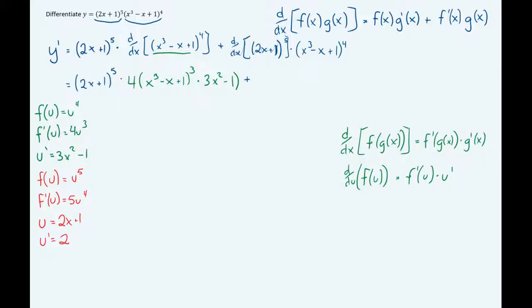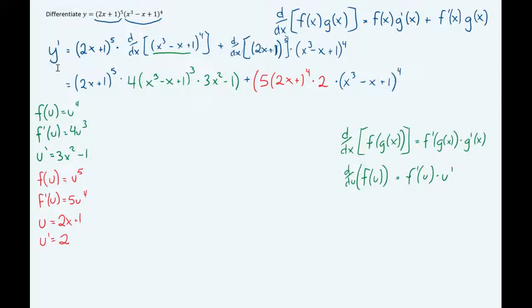So the derivative of (2x plus 1) to the fifth is the derivative of the outside, 5 times u to the fourth, where u is 2x plus 1, so (2x plus 1) to the fourth, times the derivative of the inside, which is 2. And then that would be times (x cubed minus x plus 1) to the fourth. That's our derivative, but of course we can clean that up a bit. We don't want to just leave it messy like that.